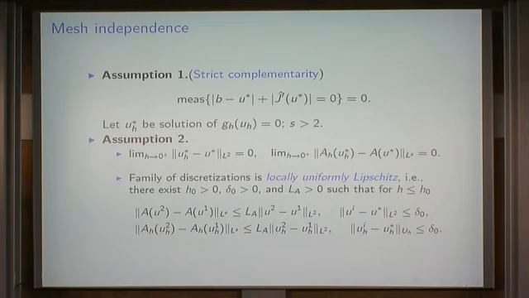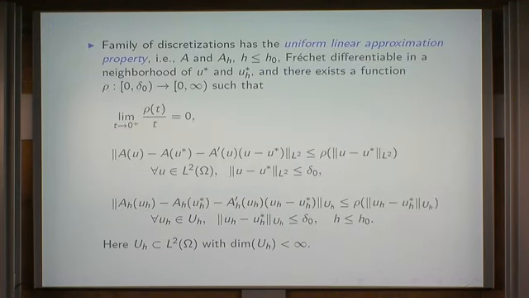Again, this is a requirement on discretization. You can check that certain discretizations, for instance, for a simple discussion problem, would satisfy such a property. In particular, if the PDEs are linear, it's just a question of regularity and not so much of local Lipschitz. It's all satisfied. And finally, we need what I call a uniform linear approximation property.